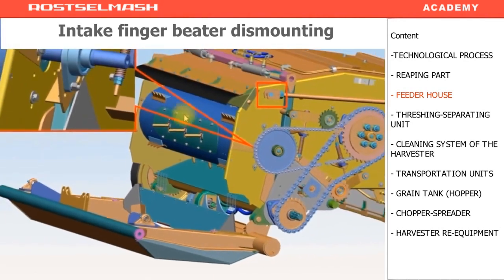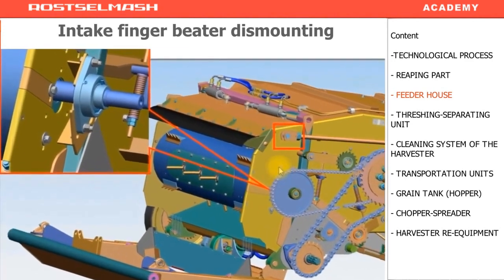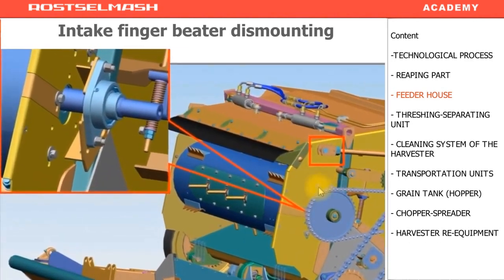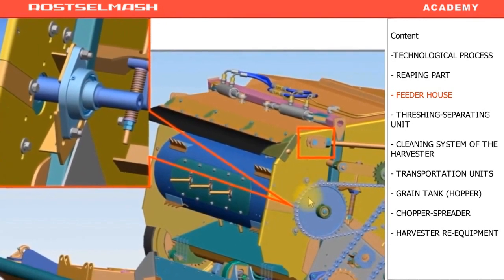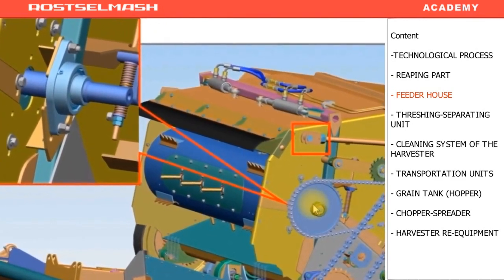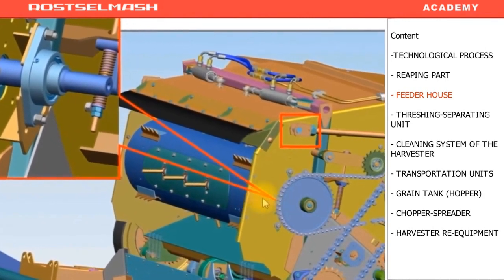To dismount the beater, first detach the chain drive of the beater. Then unscrew the bolts, not loosen them. 4 bolts on the left and 4 on the right. You see all the 4 bolts in this picture. After you remove the bolts completely, you can take out the beater and the shaft through these holes.